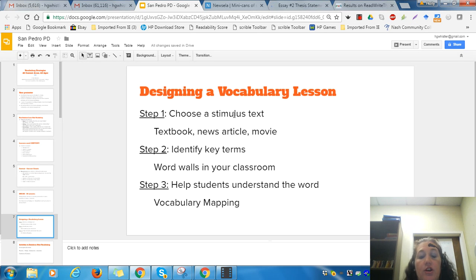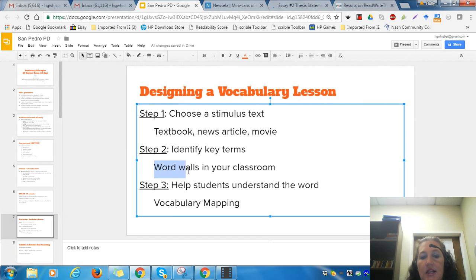Okay, so the next thing you're going to do is identify key terms. So read through or listen to your stimulus text and identify these key terms. And one way to help students access key terms is to do a word wall. And this word wall is basically a place for students to display their interactions with the words.